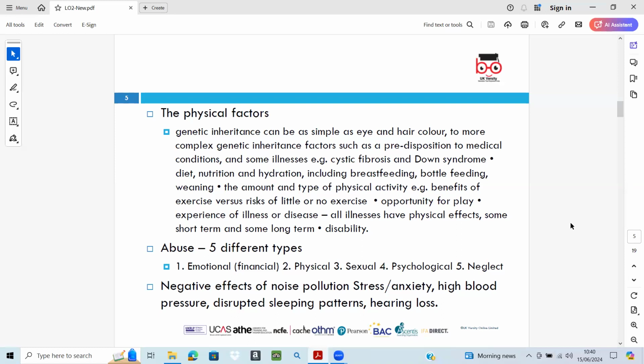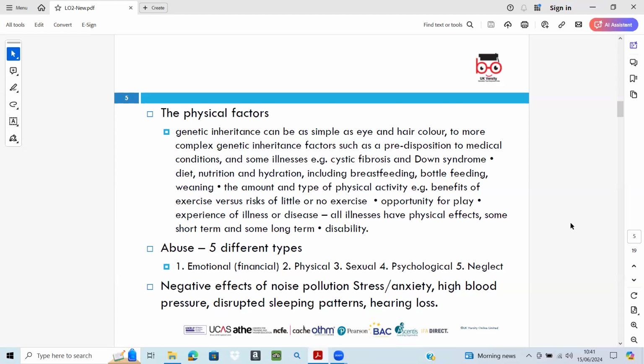Then we have disability, whether physical or cognitive. It affects an individual's development and may require additional support and adaptation. As an example for physical disabilities, conditions like cerebral palsy can affect movement and coordination. And for cognitive disabilities, we can say developmental disabilities such as autism require specialized educational strategies and support.